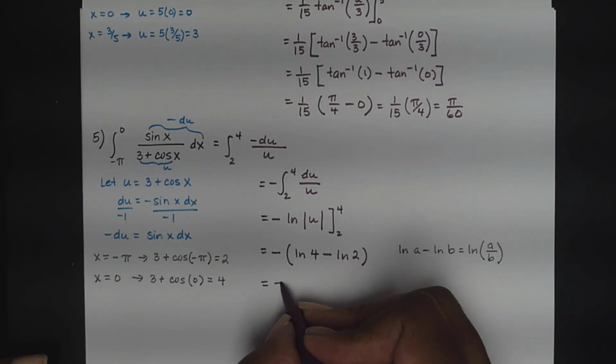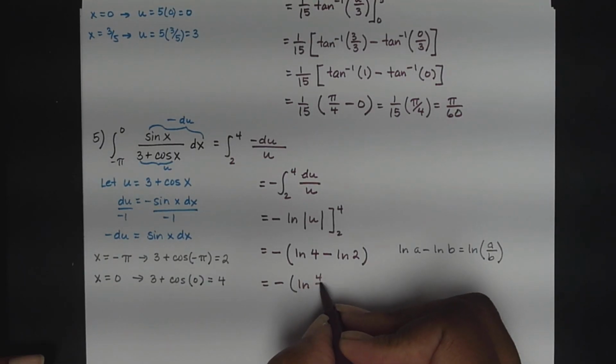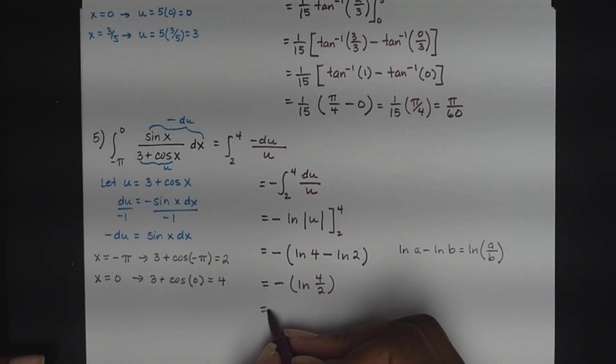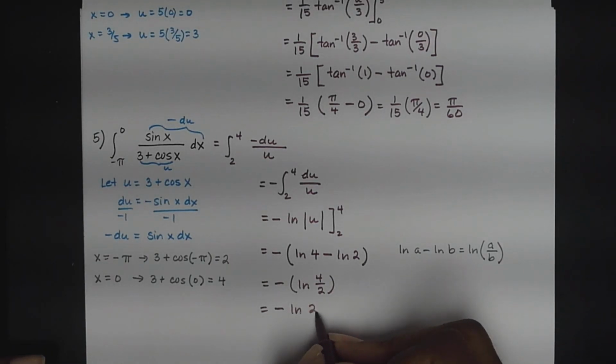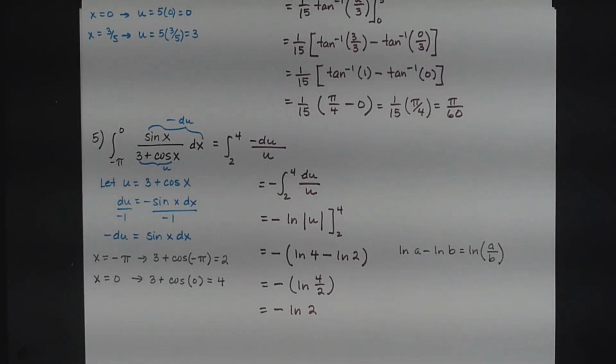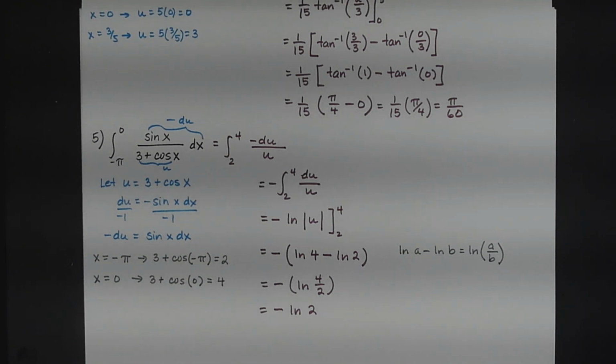So I'm going to apply that here. Ln of 4 divided by 2. And 4 divided by 2 is going to be 2. So I'll bring the negative sign down, and then natural log of 2. So my final answer for the integral from negative pi to 0 of sine of x divided by 3 plus cosine of x dx equals negative natural log of 2.